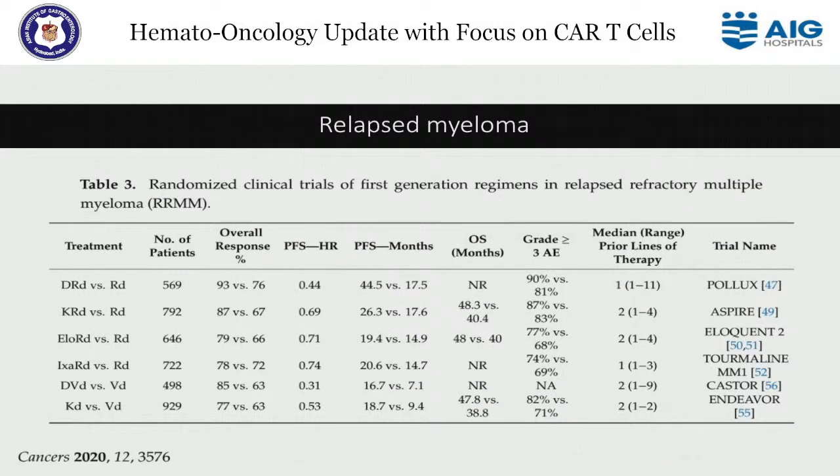Relapsed multiple myeloma. This particular table shows various randomized control trials for first generation regimens for relapsed multiple myeloma. So again here, carfilzomib, lenalidomide and dexamethasone has very good outcomes with overall response rates of almost 87%, and daratumumab, bortezomib and dexamethasone with a response rate of 85%.